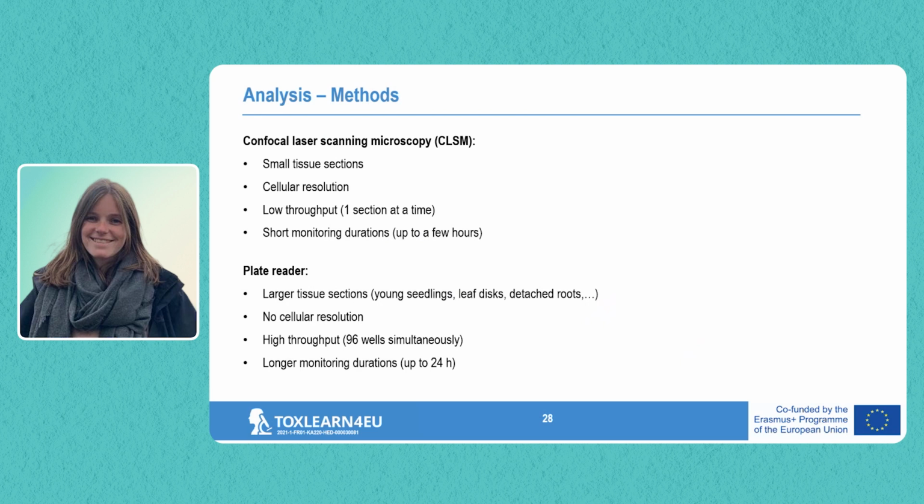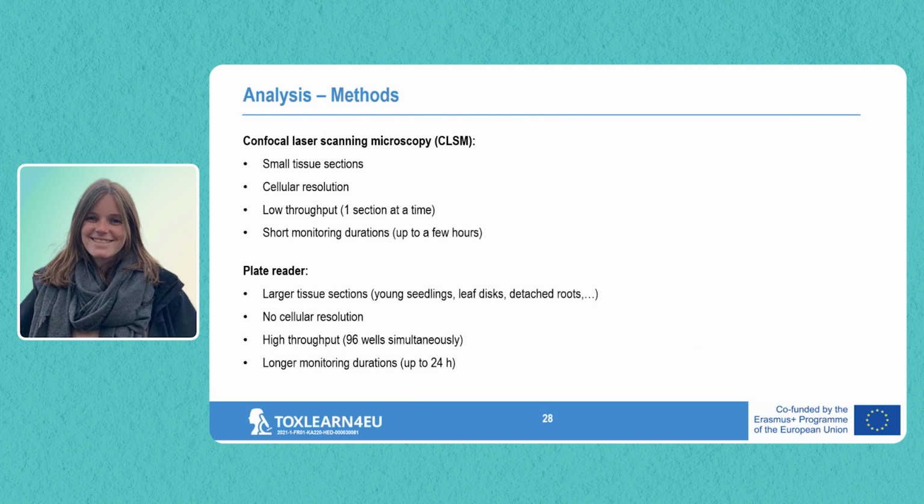But what's the most interesting about this is that it's super high throughput because you have 96 well plates. So in each well, you can basically put plants and measure something else. You could put a different cadmium concentration in each well, or you can just test a lot of things simultaneously. And what's also nice is that you can monitor for quite long durations, let's say up to 1 day. And it's really not time consuming at all.